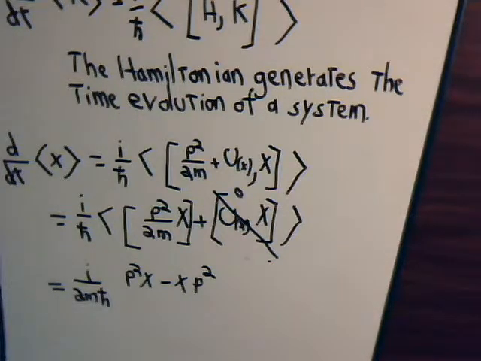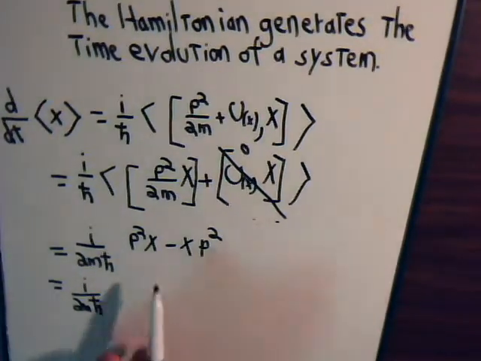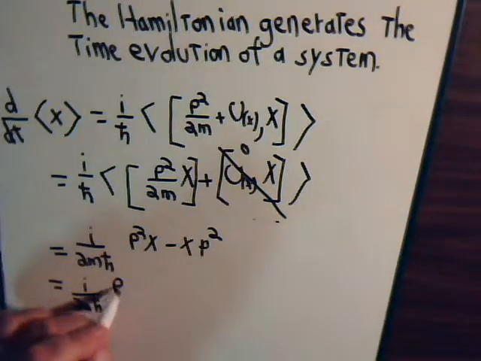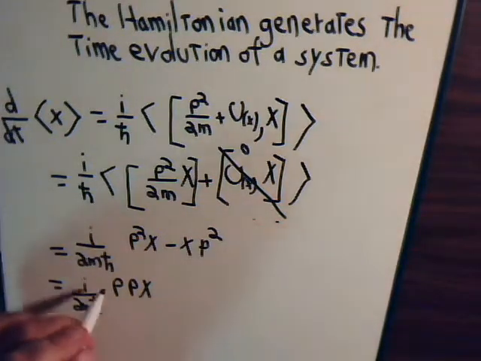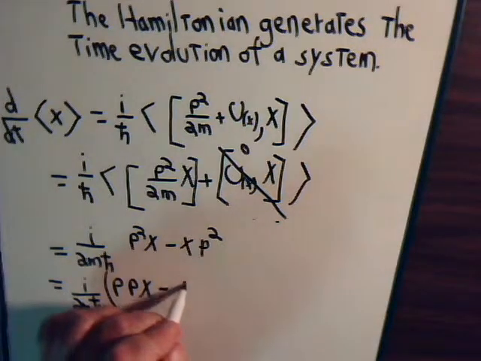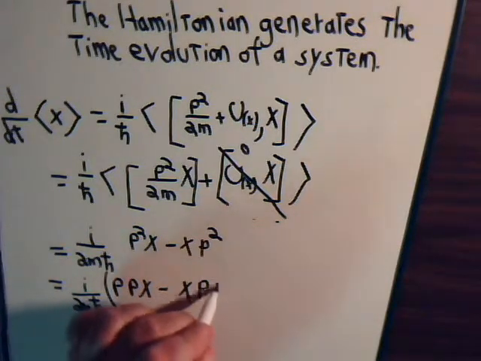Okay, what do we have? This is equal to i over 2m h bar. Now, if this was classical mechanics, of course, that would be 0. But in quantum mechanics, there's always the uncertainty principle, so x and p can never be entirely determined simultaneously. So here we have p p x minus x p p.